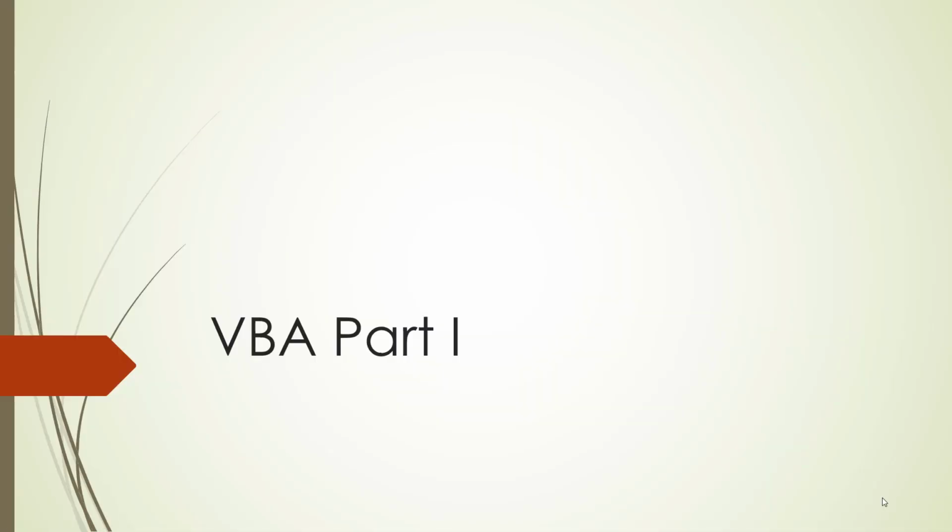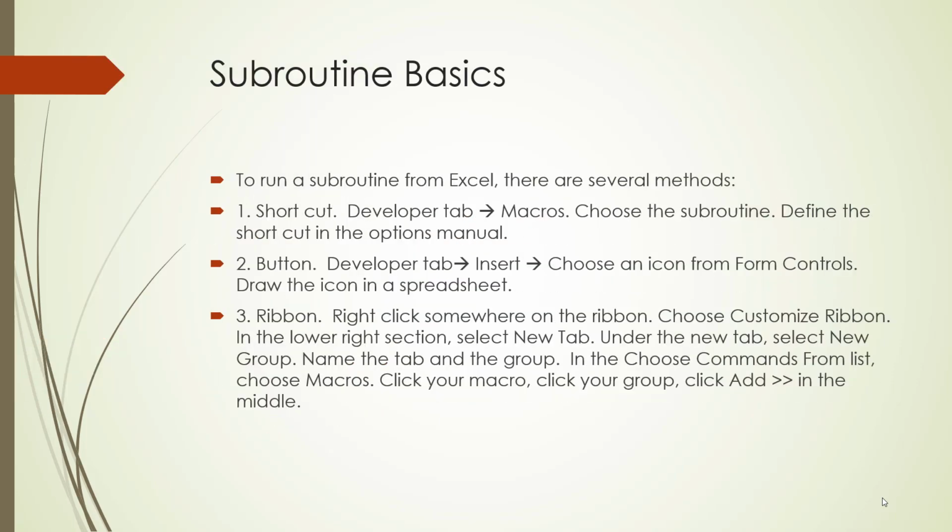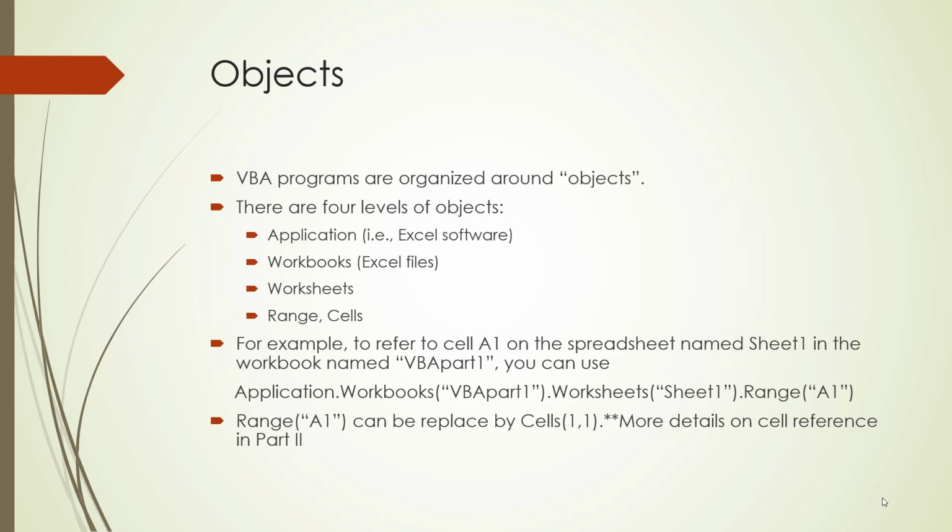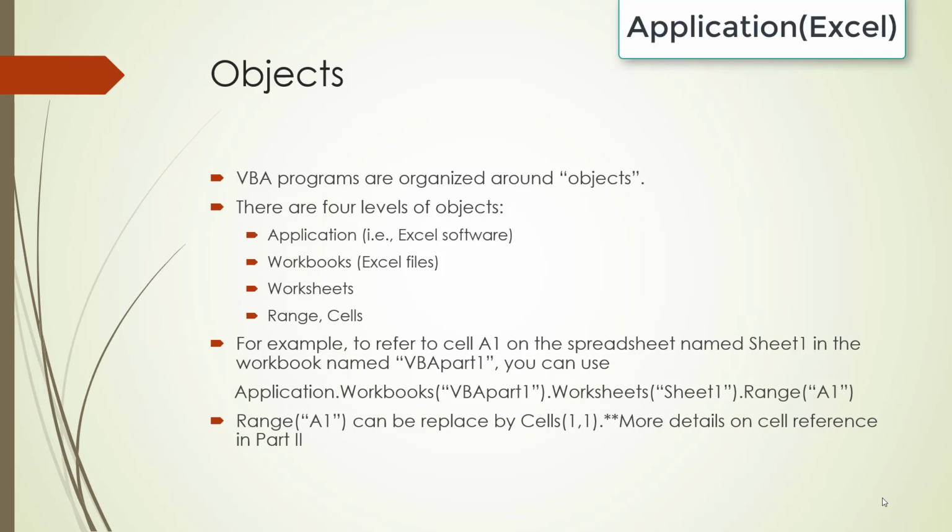In this video, we will discuss the basic elements of VBA programs. VBA programs are organized around the so-called objects. We have 4 levels of objects. At the very top level, we have application. So application basically refers to the software, which is Excel.